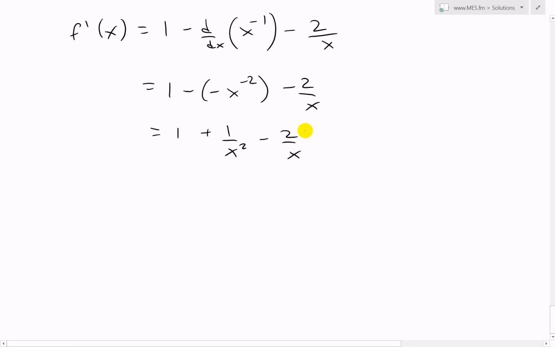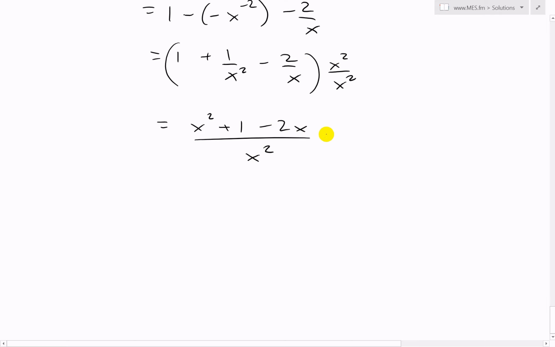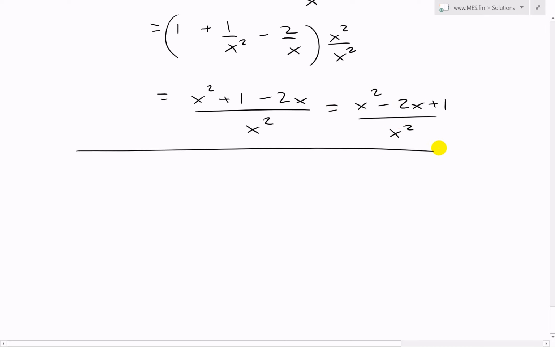What I'm going to do is simplify this further by using a common denominator of x squared. So multiply top and bottom by x squared, so we're not changing anything. We get x squared, and then this x squared cancels, so it's plus 1, and then for the negative 2x, one of the x's cancels, so we're left with minus 2x over x squared. I'll simplify this a bit further and put the x in front: x squared minus 2x plus 1 over x squared.